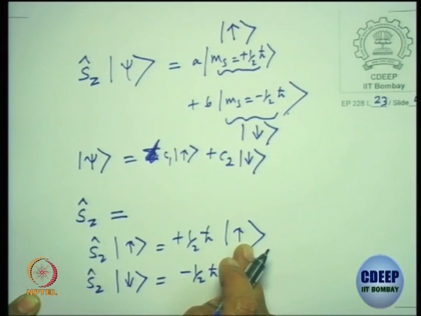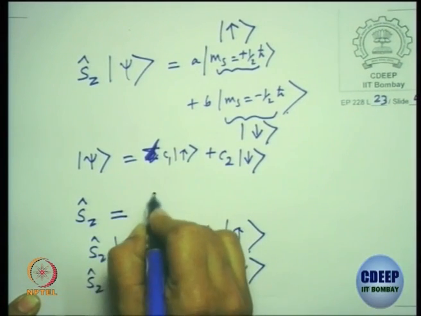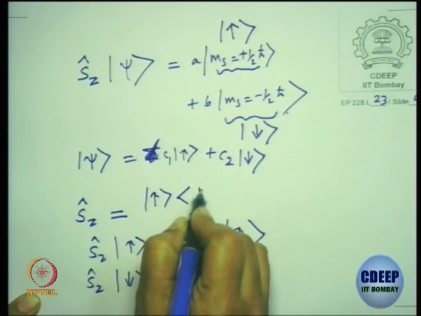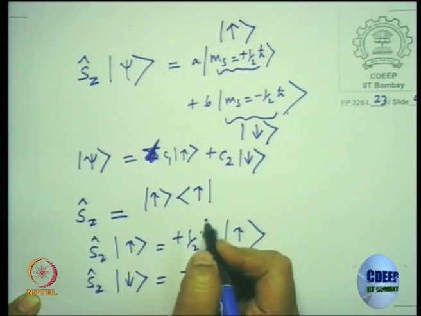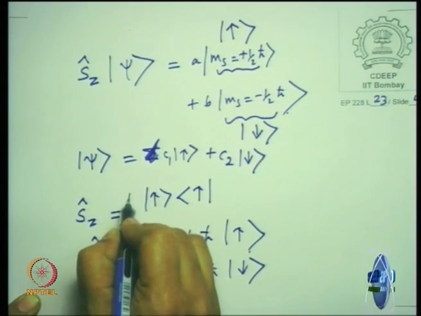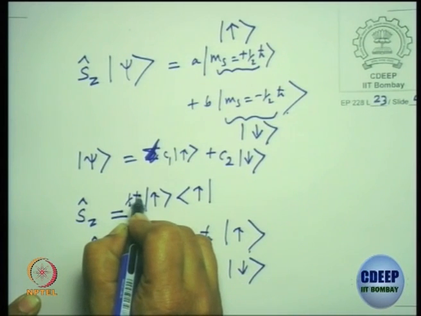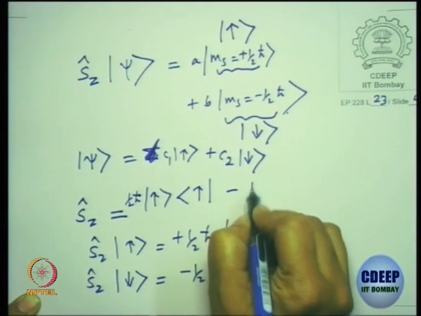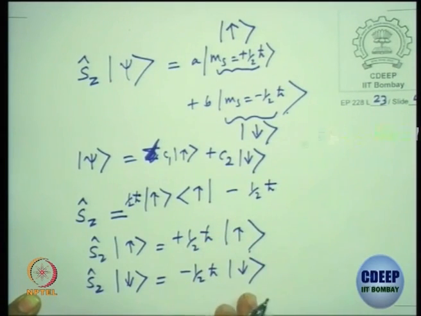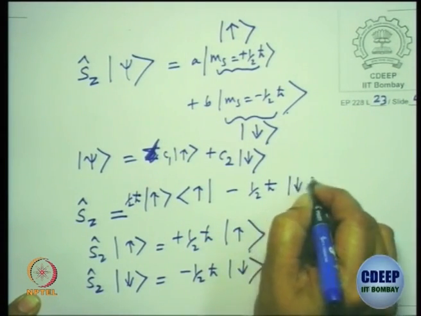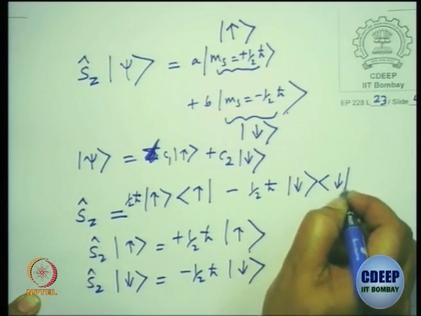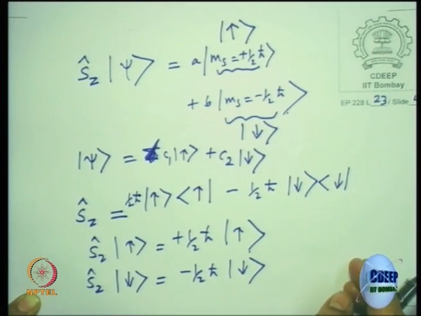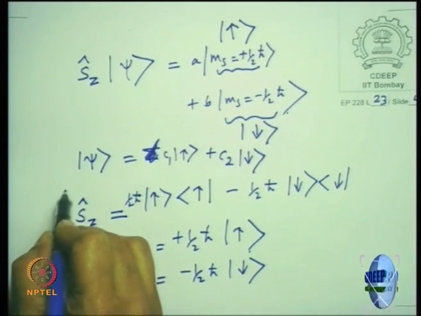So what will that be, with what coefficient? Half h cross. Then this one, minus half h cross with down. Is that right? Can we write it like this?